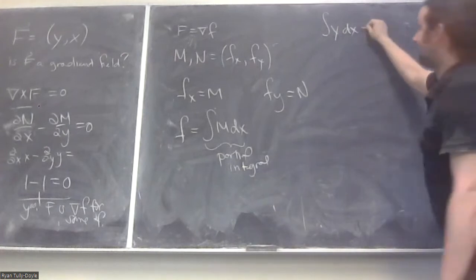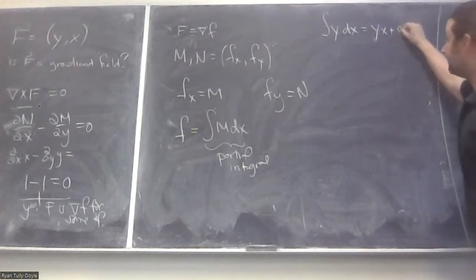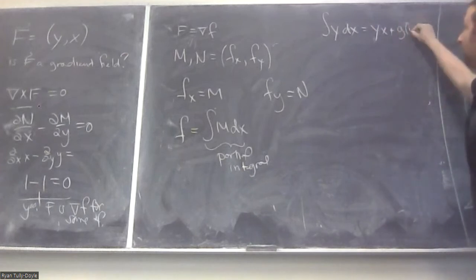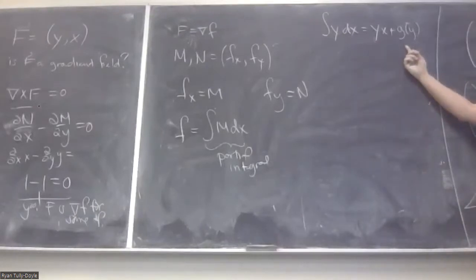Okay, yx, yeah, that's the easy part. So yx plus a function of y, a function of y. Because if I took the derivative with respect to x, that partial derivative doesn't just kill constants, it kills whole functions of y. There's some possible unknown function of y running around.